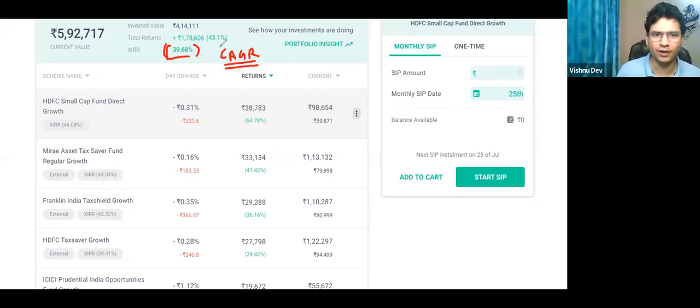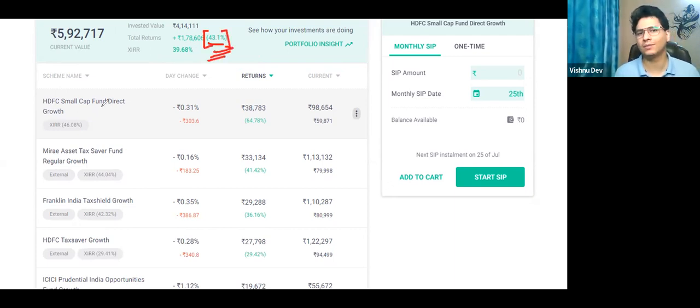What is my absolute return? Absolute return is 43%. Do you understand? So the absolute return is 43%, but if you talk about yearly return, it is 39.7%. I hope all of you understood this. Everyone got this? So CAGR is the term used for stocks, and XIRR is used for?